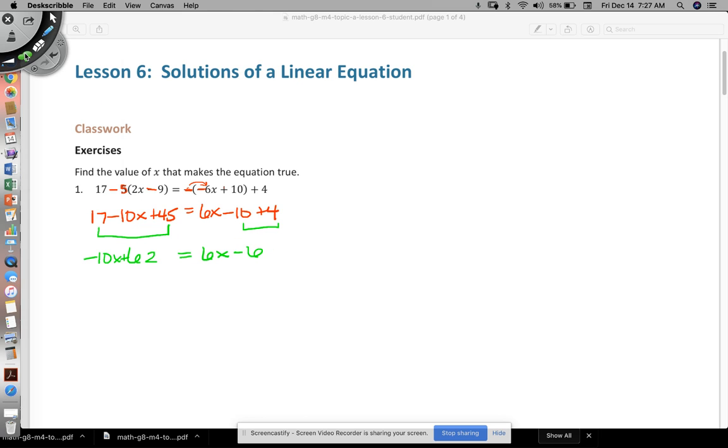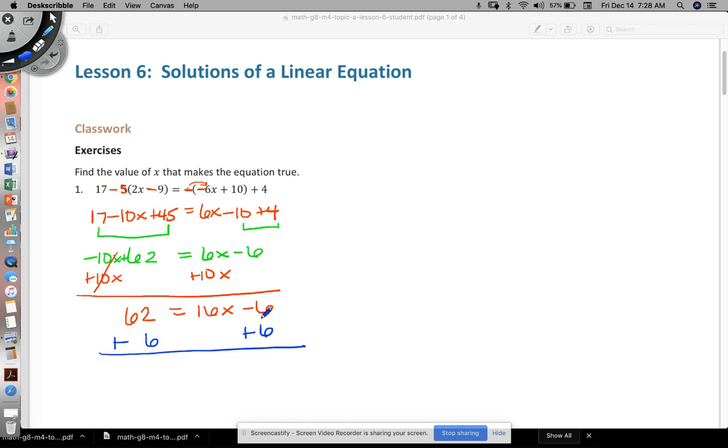All right, so now I'm going to combine my x's. And because I want my x to be positive, it's actually best for me to move this negative over here because then it'll become positive. So I'm going to add 10x to both sides. My 10x's cancel, and I get 62 equals 16x minus 6. All right, now again, we want that x by itself, so I'm going to get rid of this 6 by adding 6. What you do to one side, you do to the other. My 6's now cancel. 62 plus 6 gives me 68 equals 16x.